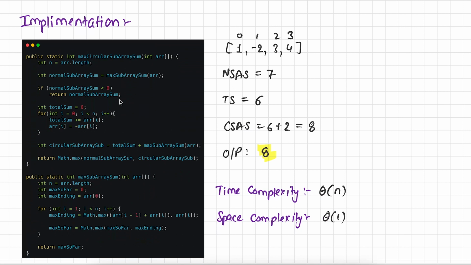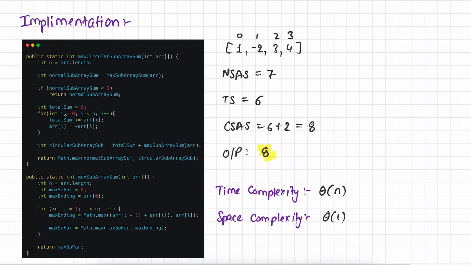Here we have a function, maximum circular subarray sum, and this function is taking an array. In the first step, we are using the same Kadane's algorithm to find the normal subarray sum. Then we are checking if the normal subarray sum is less than 0 or not. If it is, then we simply return the normal subarray sum. So I will explain this piece of code in a bit.